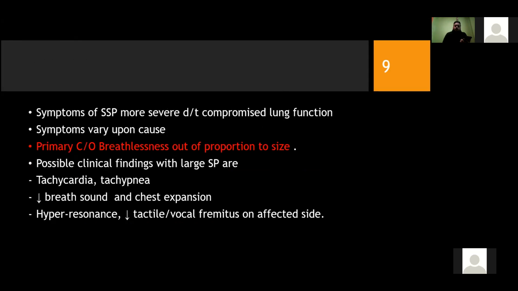If the pneumothorax is very large, then we can have typical features like tachycardia and tachypnea. There can be decreased breath sounds on the lateral lung and decreased chest expansion. Upon percussion, we can find hyperresonance and decreased tactile and vocal fremitus.